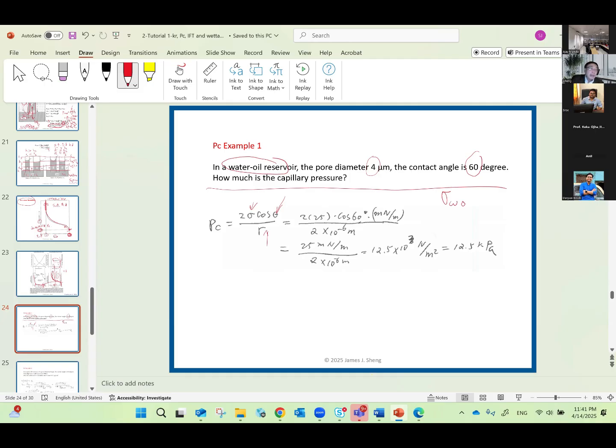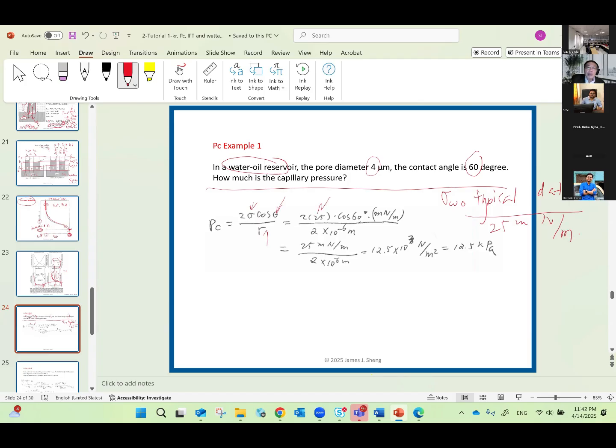In the case that we do not have data, what can we do? If we do not have data, then we use typical data. That is the engineering approach. In a real project, sometimes we do not have all the data we need. So what can we do? We have to use typical data. Typical data for oil-water interfacial tension is 25 millinewton per meter.